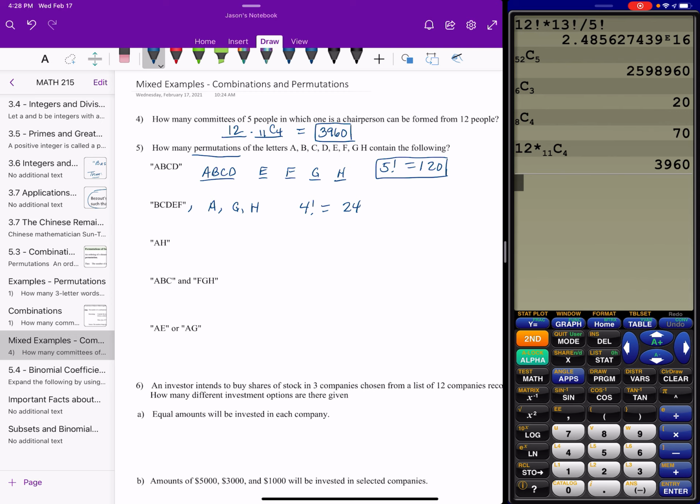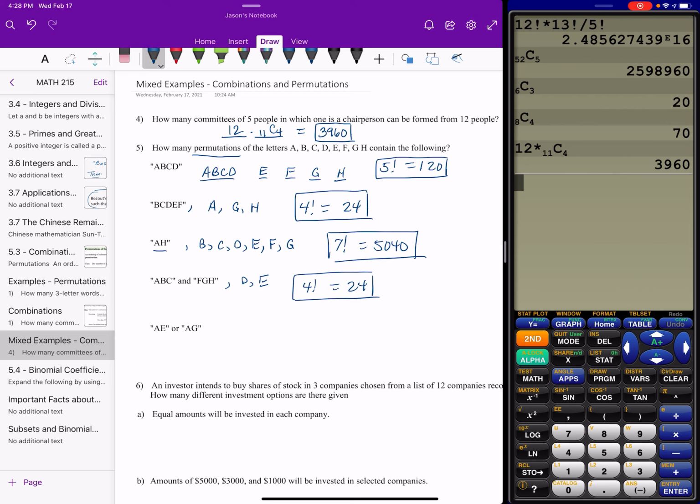So AH, we want that where B, C, D, E, F, and G could be anywhere. So we have 7 things we're trying to put in order. So that's 7 factorial, which is 5,040. I'll just box my work here so it's more clear to see. All right. ABC and FGH. So we have ABC, FGH, and D and E can pretty much be on their own. So there we have 4 things we're putting in order. So that's 4 factorial, which is 24.